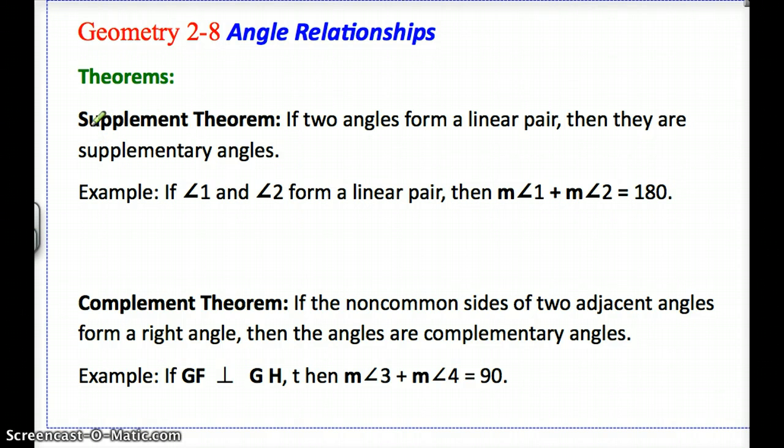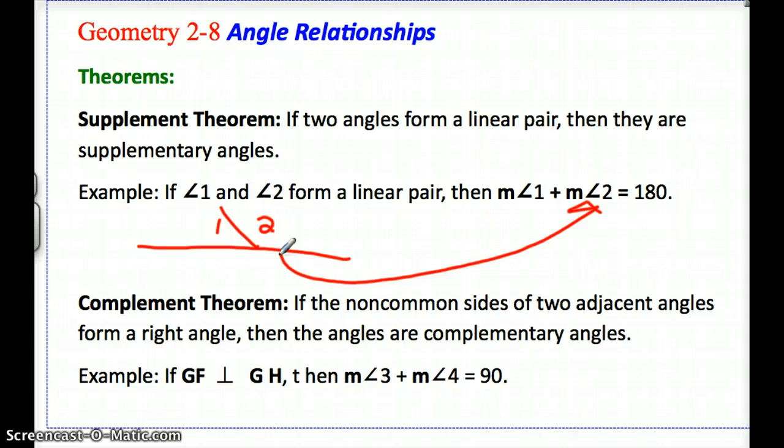The supplement theorem states that if you have two angles forming a linear pair, then they're supplementary. So let's take a look here for just a minute. If I have angle 1 and angle 2 making a linear pair, they're going to make a straight line. Straight lines are 180 degrees, so then 1 and 2 add to 180 degrees.